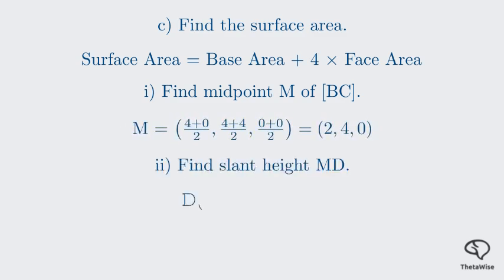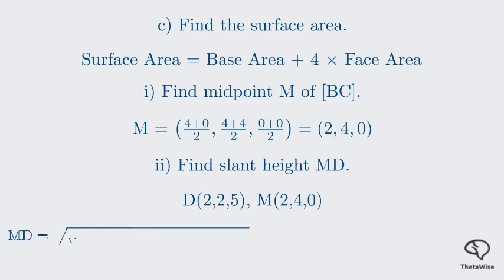The perpendicular height of this triangular face is the distance from the apex D (2, 2, 5) to the midpoint M (2, 4, 0). This is called the slant height. Let's calculate this distance, MD.